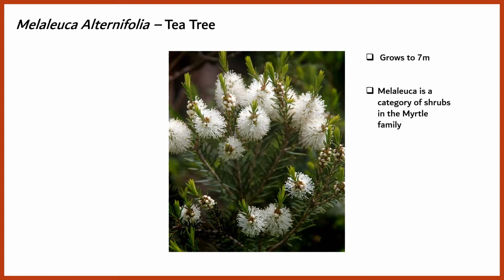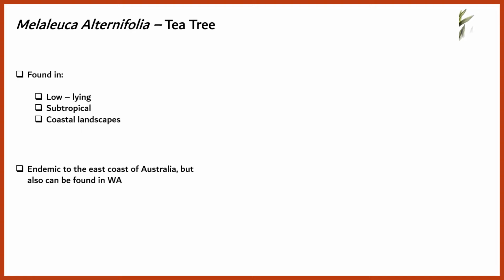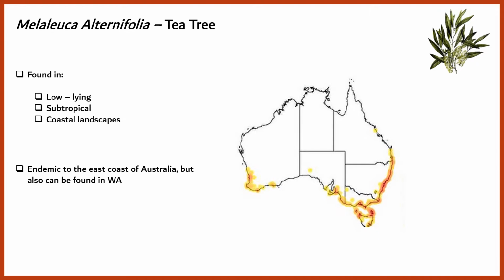The tea tree plant, scientific name Melaleuca alternifolia, is a small tree or shrub which grows to 7 meters in height. It bears white flowers which sprout in small masses of spikes, giving off a fluffy appearance. Commonly found in low-lying subtropical coastal landscapes, the tea tree plant is endemic to the east coast of Australia. Its geographical distribution extends from southeast Queensland to Victoria and some parts of Western Australia.